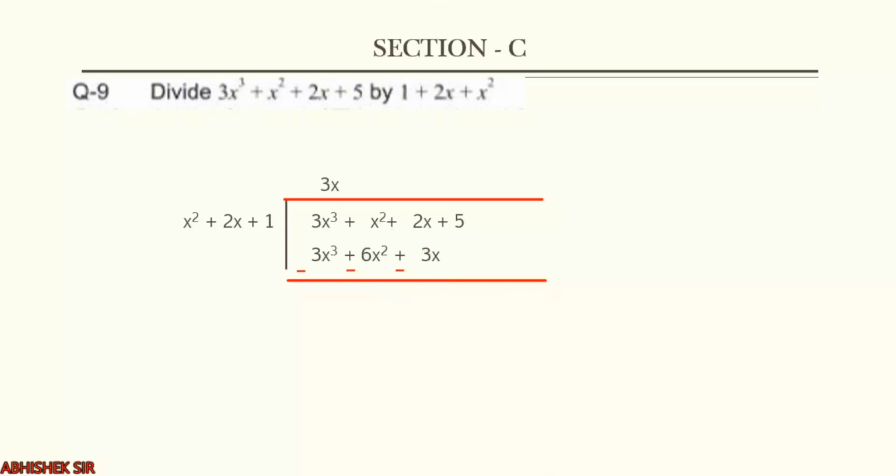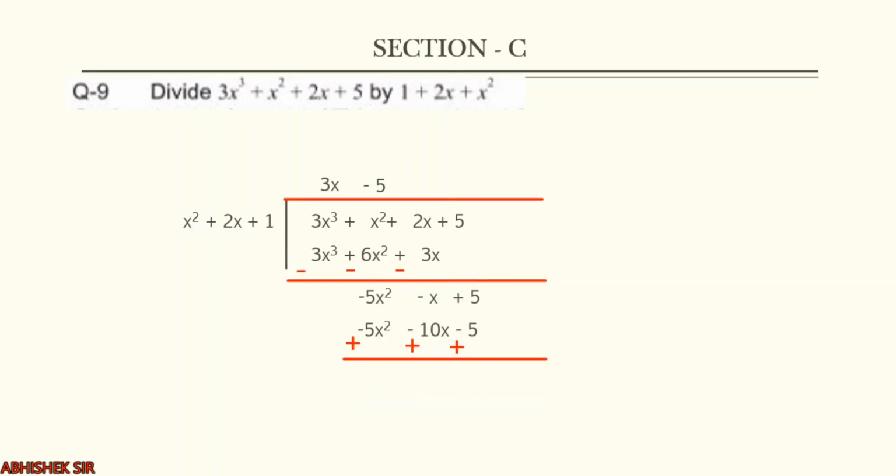Now change the sign of all three to eliminate the 3x cube. So 3x cube will be eliminated. Now what will this one be? 1 minus 6 and here 2 minus 3. 5 will be repeated. So the next step will be minus 5x square minus 1x and plus 5 repeated. Now you see, compare again what is lacking in x square to make minus 5x square. Minus 5 is lacking. So x square into minus 5 will become minus 5x square. 2x into minus 5 will be minus 10x and 1 into minus 5 will be minus 5.